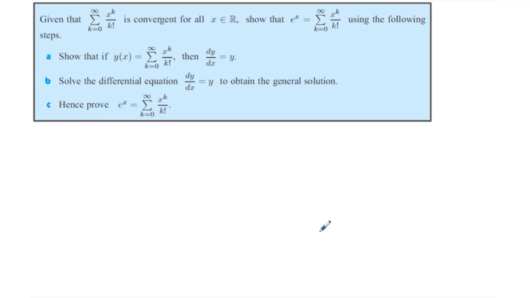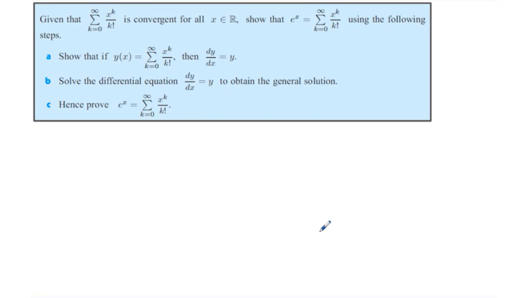Given that the sum from k equals 0 to infinity of x to the k over k factorial is convergent for all real x, show that e to the x equals the sum from k equals 0 to infinity of x to the k over k factorial using the following steps.